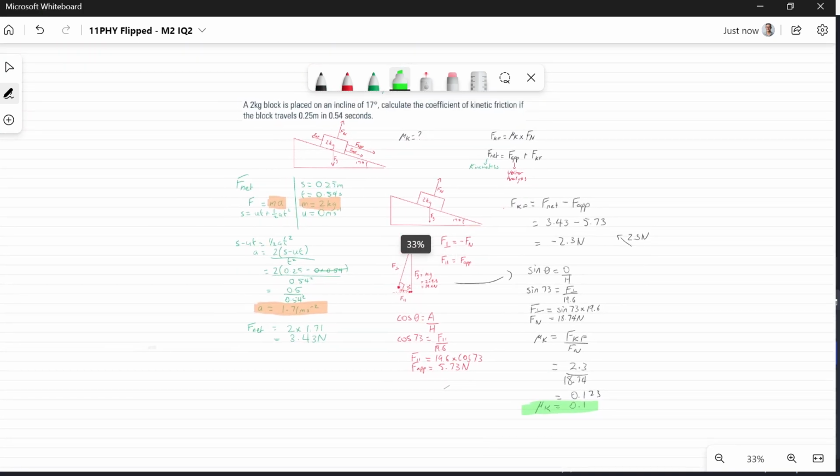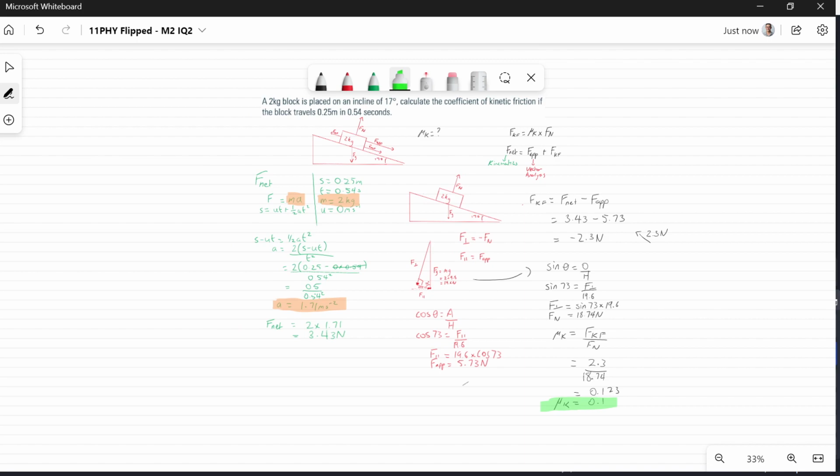So quite a long and complex problem, but we're integrating now our kinematics, our trigonometry, as well as some of our force equations that we've been working with to be able to calculate the coefficient of kinetic friction, just given a small amount of kinematic data.